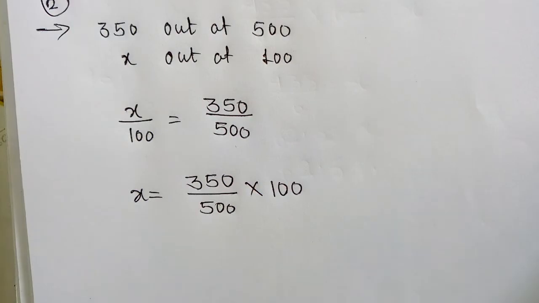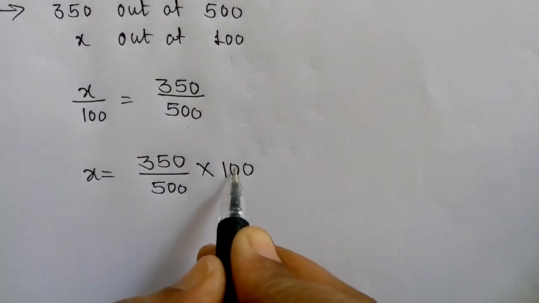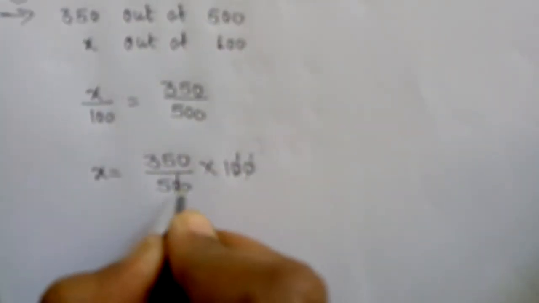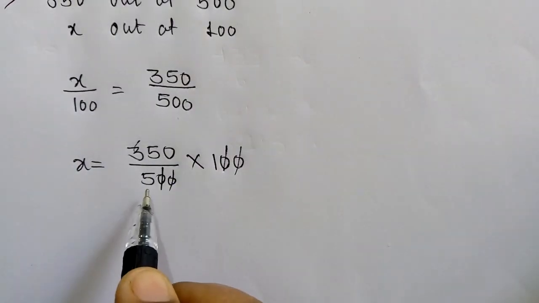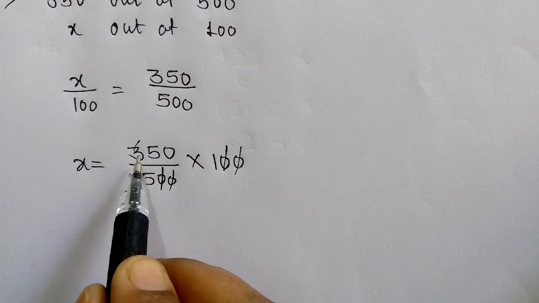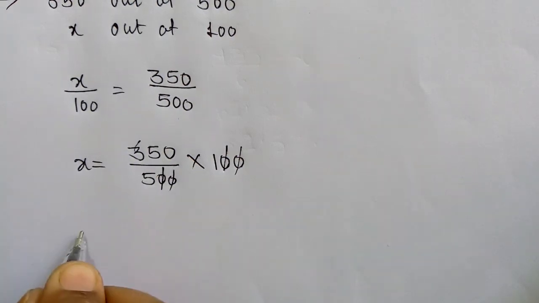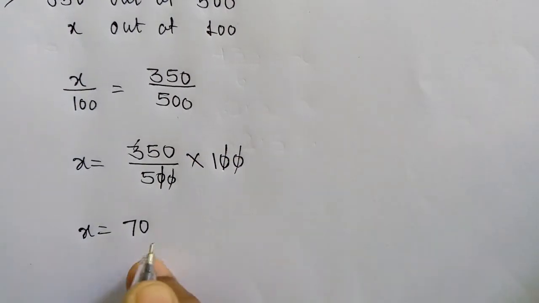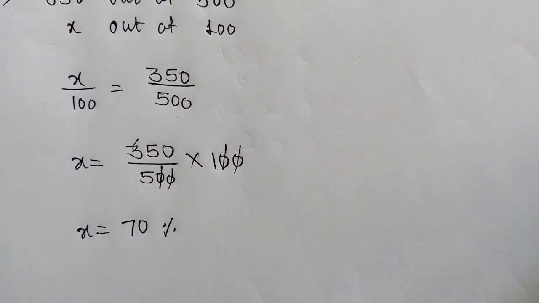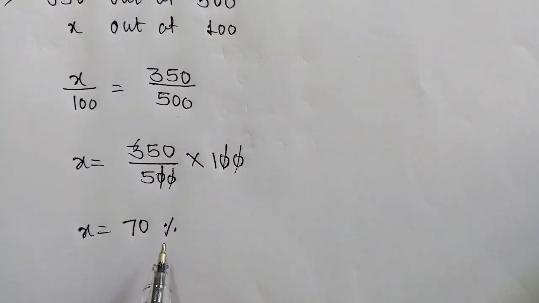Now we will solve it. See, these two zeros will cancel with these two zeros. Now here it is 350 divided by 5. So we have to divide this 350 by 5. Division will be 70. This 70 means 70%. Means 70% students can swim.